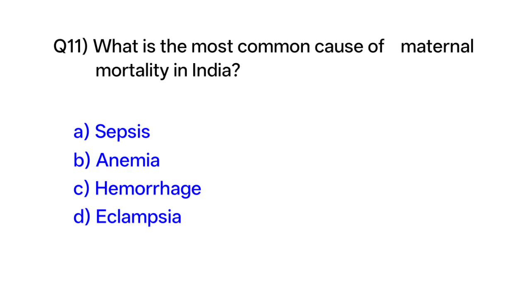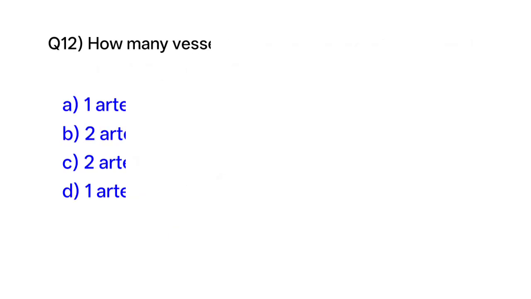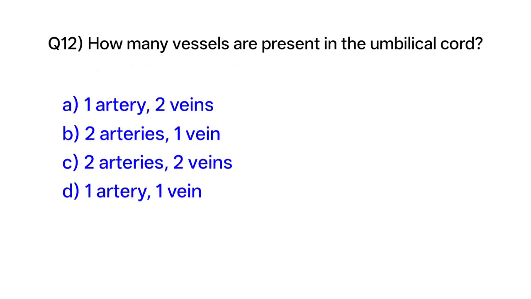Question number 11. What is the most common cause of maternal mortality in India? The correct option is C. Hemorrhage. Question number 12. How many vessels are present in the umbilical cord? The correct option is B. 2 arteries and 1 vein.